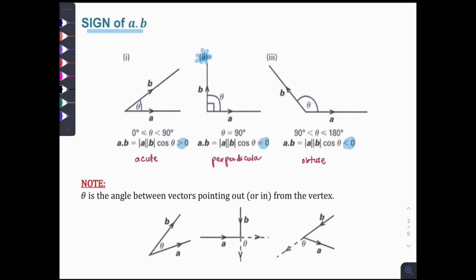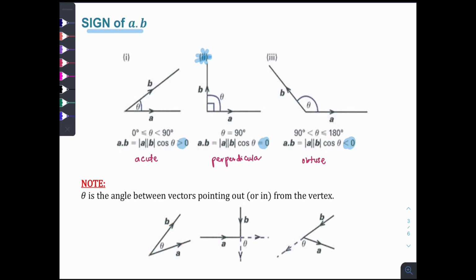There is one important thing that you have to take note of. Theta is the angle between vectors pointing out or in from the vertex. Have a look at the first diagram. If you are looking for this angle theta, you have to make sure that the two vectors that you are going to dot are both pointing out or both pointing in from the vertex. The vertex is over here. The direction of the vector is very important in the dot product.